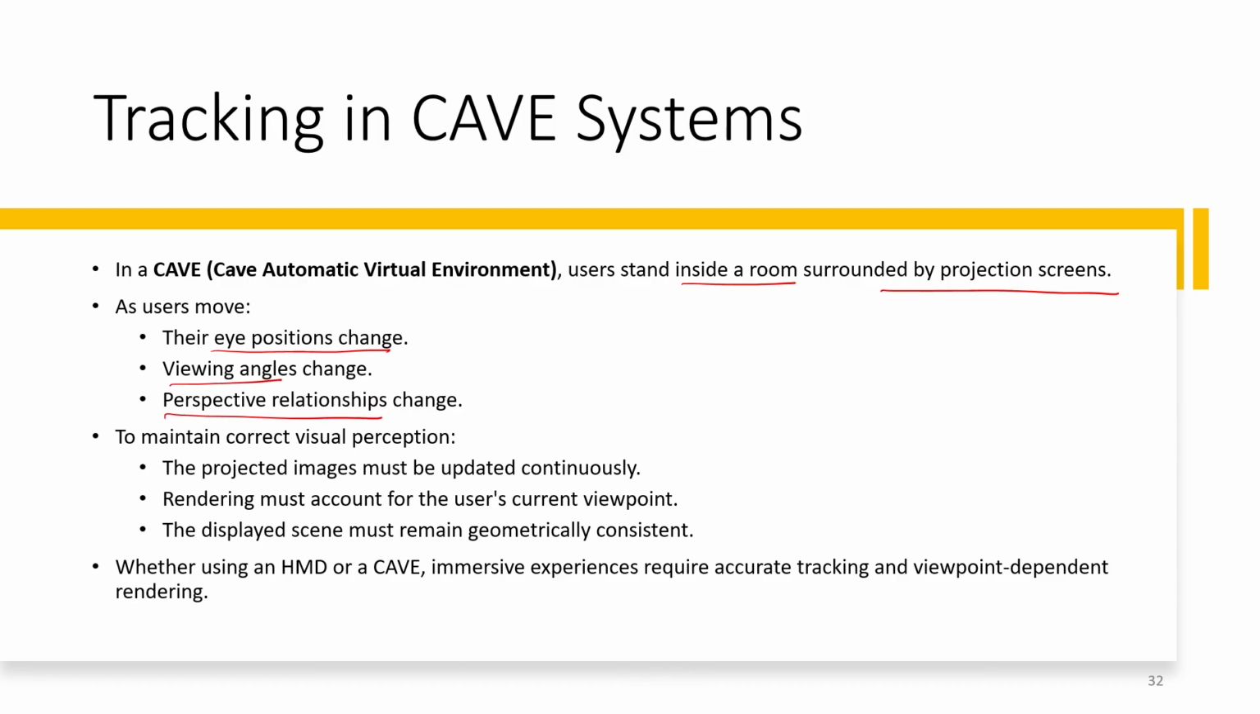To maintain correct visual perception, the projected images must be updated continuously, rendering must account for the user's current viewpoint, and the displayed scene must remain geometrically consistent. Whether you are using a head mounted display or a CAVE, immersive experiences require accurate tracking and viewpoint dependent rendering.